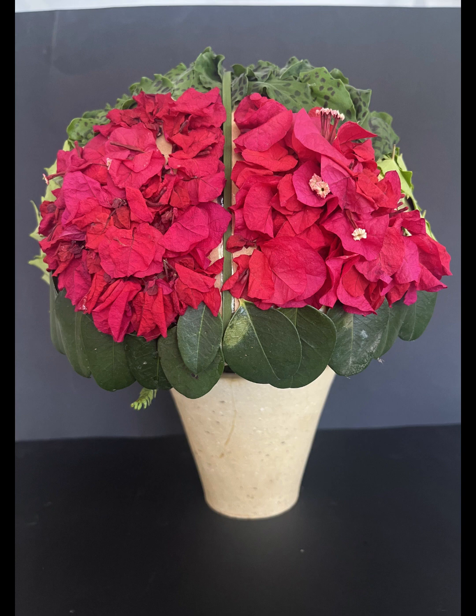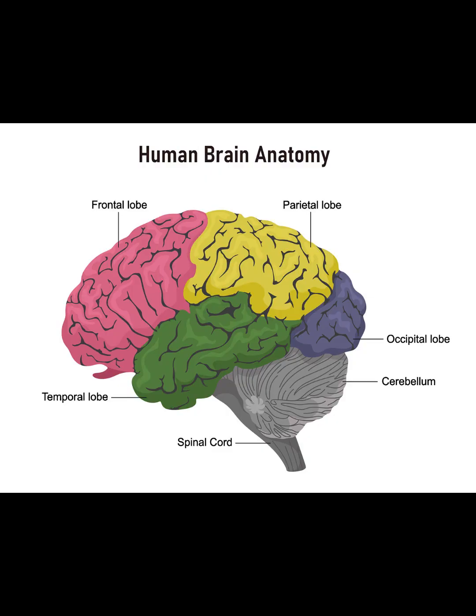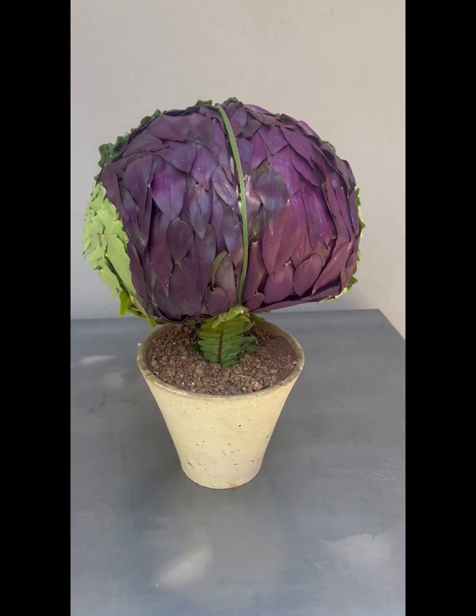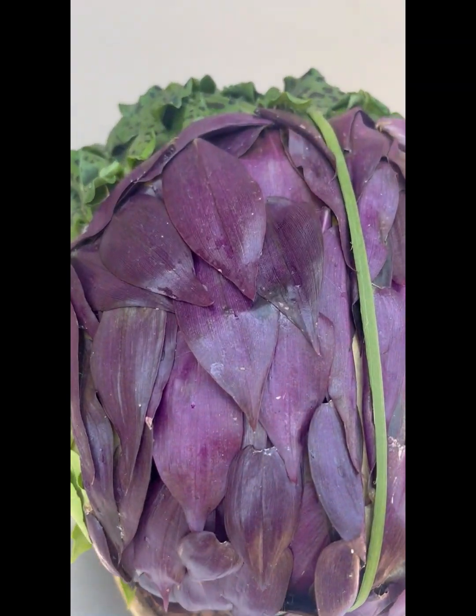I divided my shape into major lobes: frontal, parietal, temporal, occipital. I also included the cerebellum and the brainstem. I chose the inch plant for the frontal lobe because it is a larger leaf and the purple color emphasizes the size of this lobe.